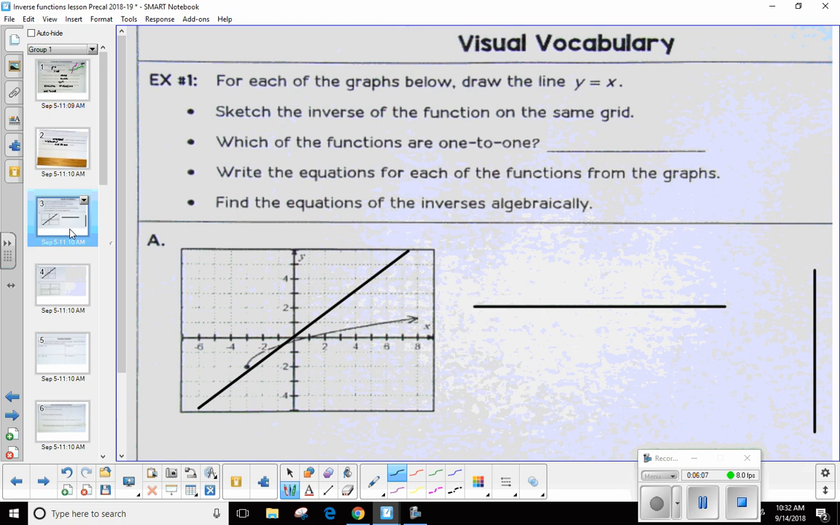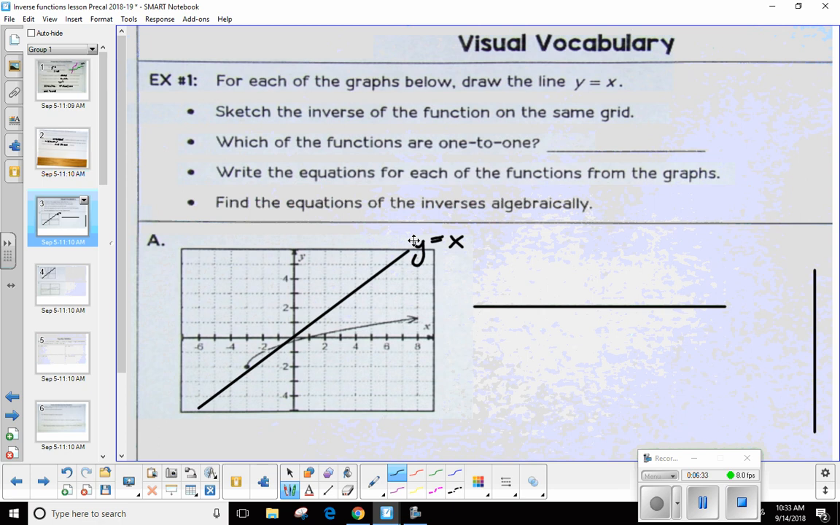It says for each of the graphs below, draw the line y equals x. You'll notice I've already got that here. There's my line of symmetry for inverses. Sketch the inverse of the function on the same grid. Then which of the functions are 1 to 1? Write the equations of each of the functions from the graphs, and then find the equations of the inverses algebraically.